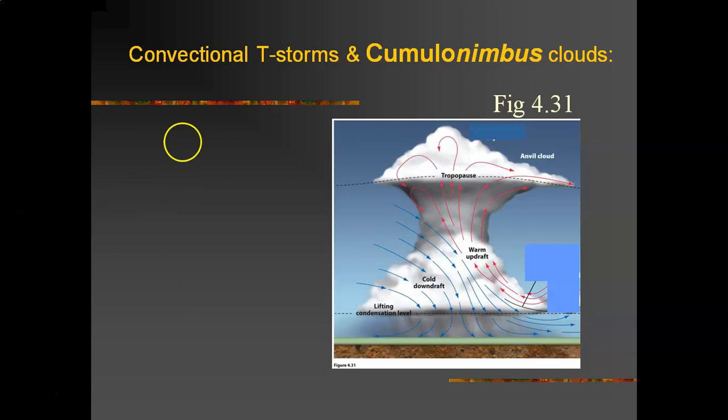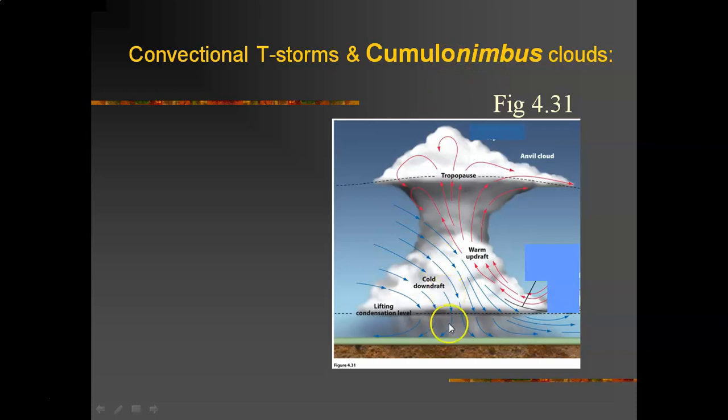Now, convectional T-storms are thunderstorms, and the thunderstorm cloud I'm going to introduce you to is called a cumulonimbus cloud. It starts out as a little puffy cumulus cloud, and then it rises into a thunderstorm or a rain cloud. And you always use the root word nimbus. You always add it when you get rain out of a cloud. Nimbus means rain in Latin. So it's a cumulus cloud that's turned into a rain cloud.